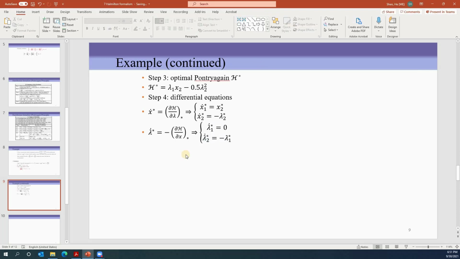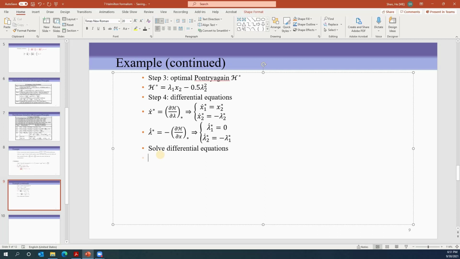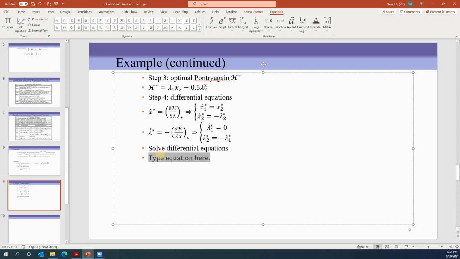Alright, let's see how many differential equations we have. 1, 2, 3, 4. We have 4 differential equations, and there are 4 functions we are trying to find out. So let's solve these differential equations. We find that lambda 1 is equal to a constant. Let's use C1 to represent the constant.